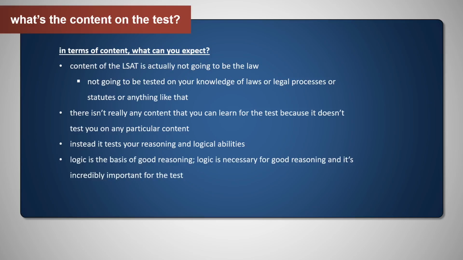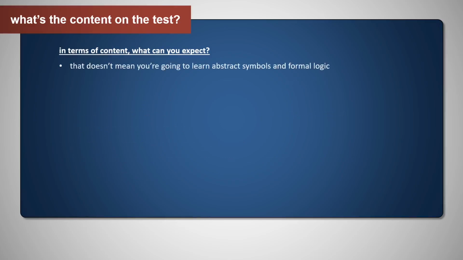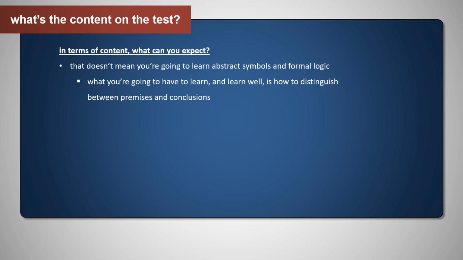So logic is the basis of good reasoning, and logic is necessary for good reasoning, and it's incredibly important for the test. So you need to know logic. However, that doesn't mean that you're going to learn abstract symbols or lots of formal logic. What you are going to have to learn, and learn well, is how to distinguish between premises and conclusions. So that's very important. Likewise, what makes an argument good or bad? So evaluating arguments, determining the strength of the reasoning.